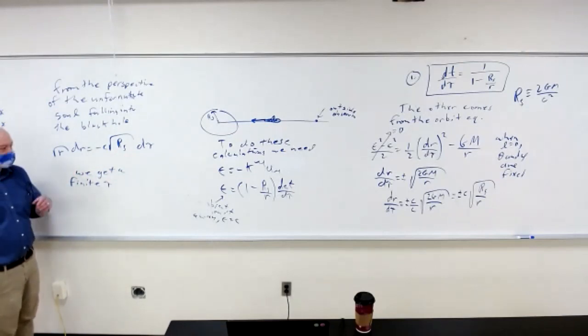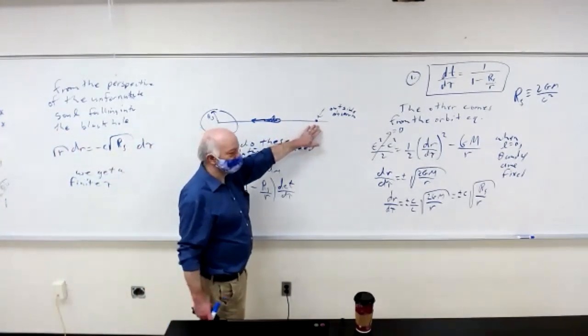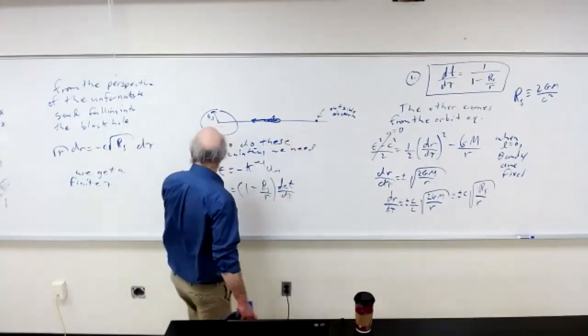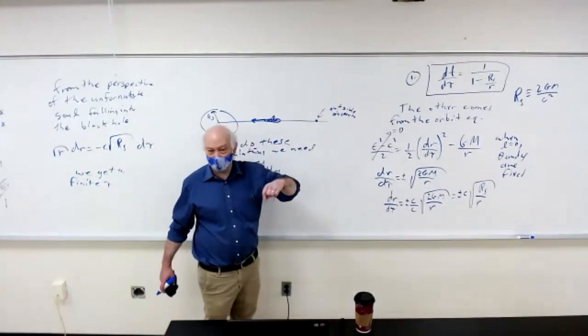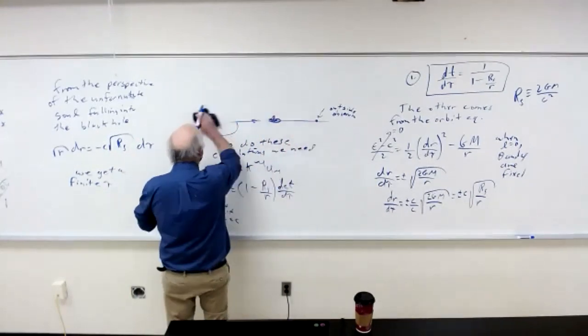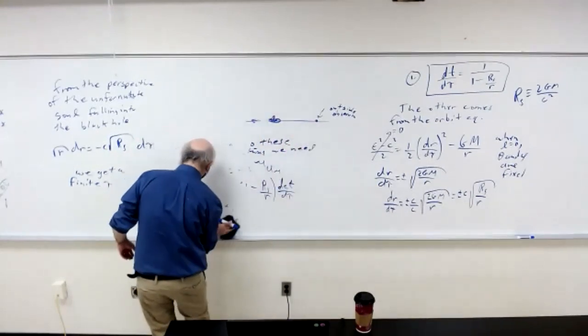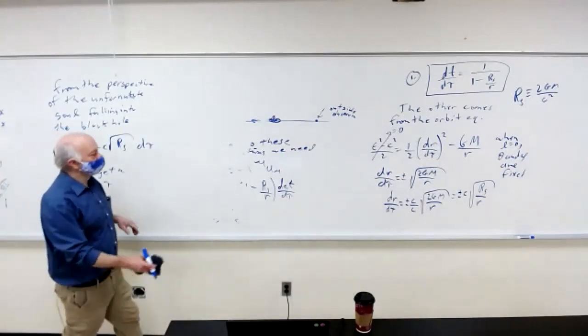That all fine? Okay. Now, from the perspective of an outside observer, instead of having dr d tau, we're going to have dr dt. So from this person's point of view. Okay, any questions on this? This is what we did last time. And you can see it's really simple.